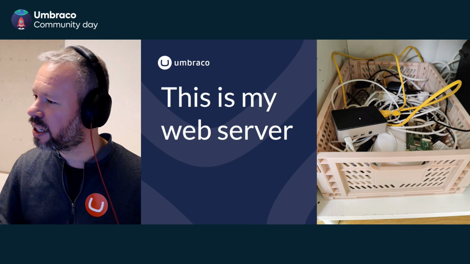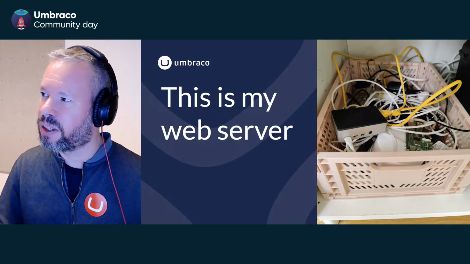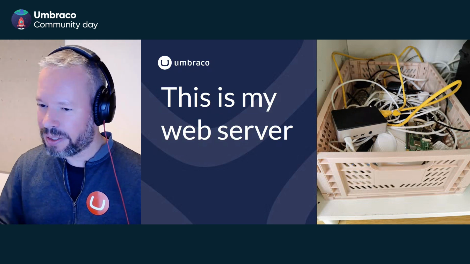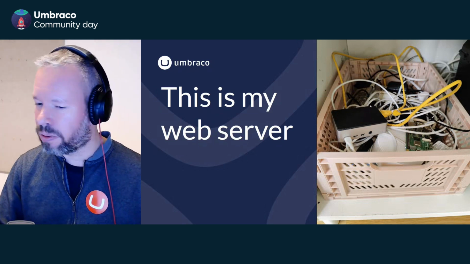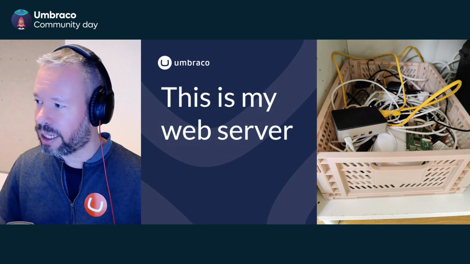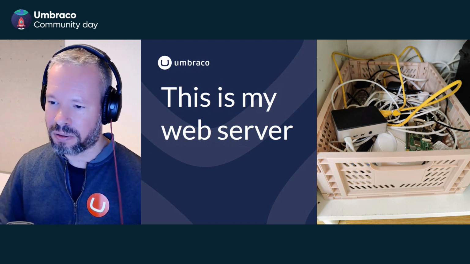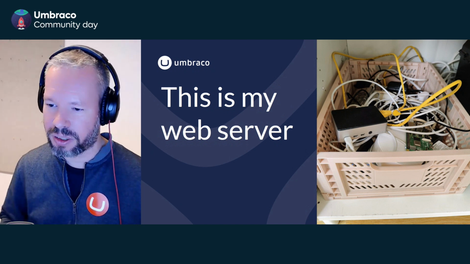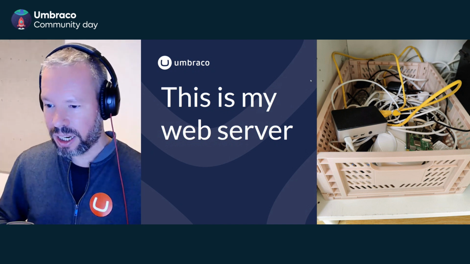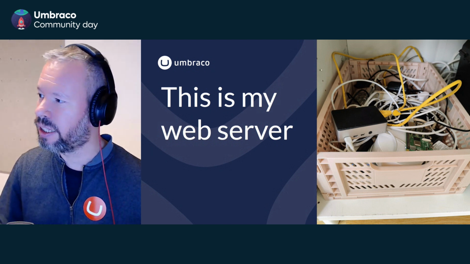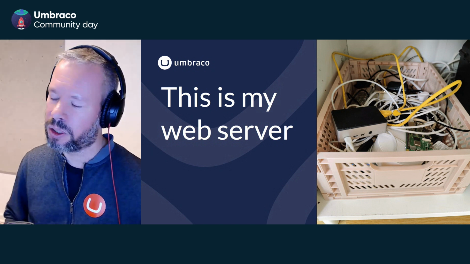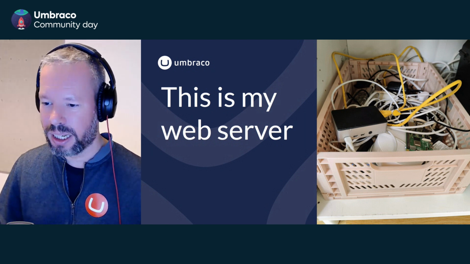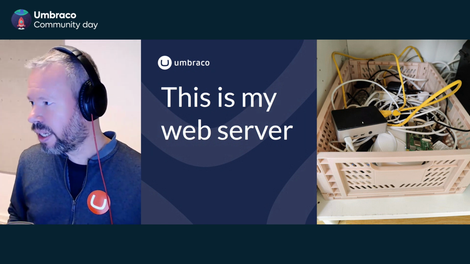This here is my web server. It lives in my closet next to my desk at home in Copenhagen, and my web server is currently serving my blog, cultiv.nl, and something called umbracalendar.com. Umbra Calendar is a list of all the upcoming events related to Umbraco that you can attend either online or in person. So check that out. And that's all coming from this little Raspberry Pi in my closet at home.